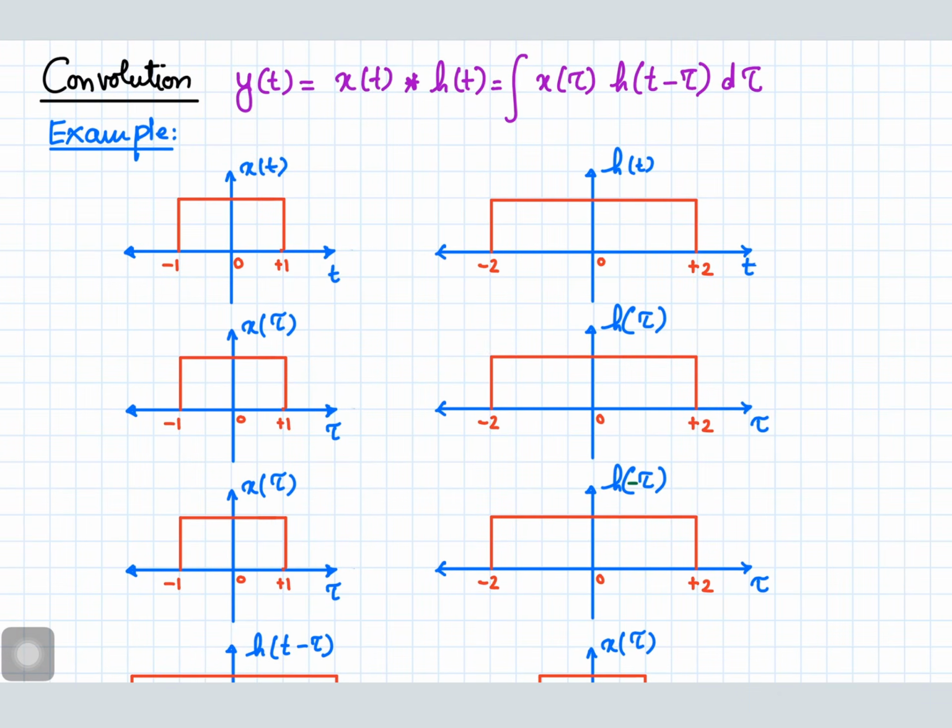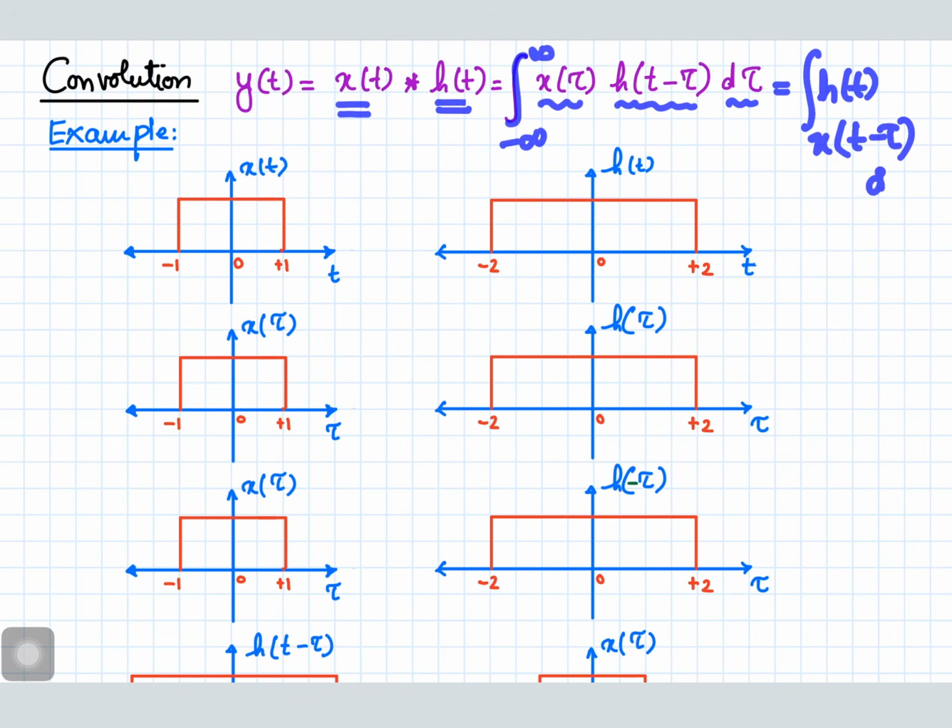You know that the convolution is represented by the integration of x of tau into h of t minus tau with respect to tau from minus infinity to infinity when we are convolving two signals x of t and h of t. You can also write this convolution integral as h of tau into x of t minus tau with respect to tau from minus infinity to infinity. In either way you can work out the convolution, it doesn't matter.